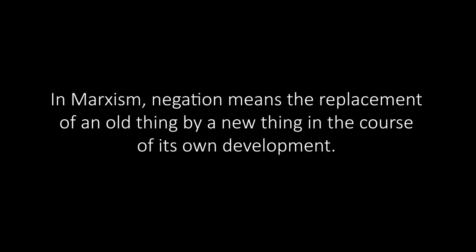Okay, now we understand the rule of contradiction, so let's move to the last one, negation of negation. So as we said earlier, a negation is the outcome of a contradiction. In Marxism, negation means the replacement of an old thing by a new thing in the course of its own development. We also have to understand that this negation is itself the result of some previous negation, which was the result of some previous negation, and so on, going back to the beginning of time.